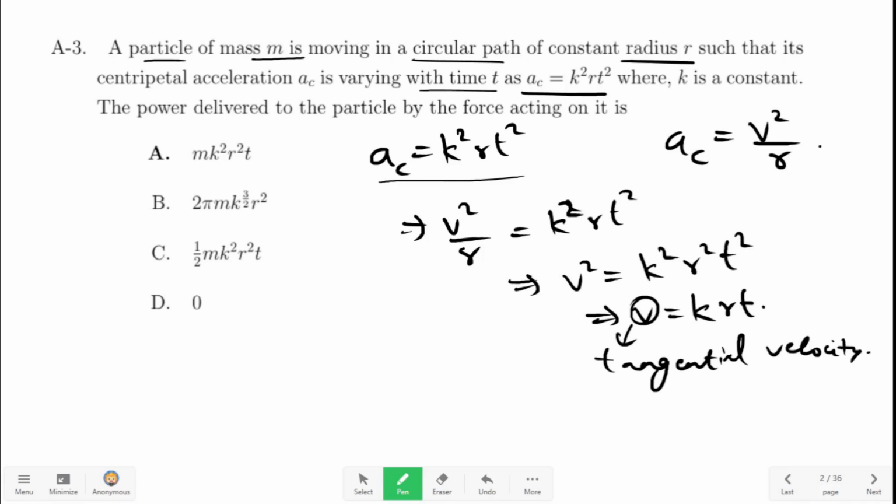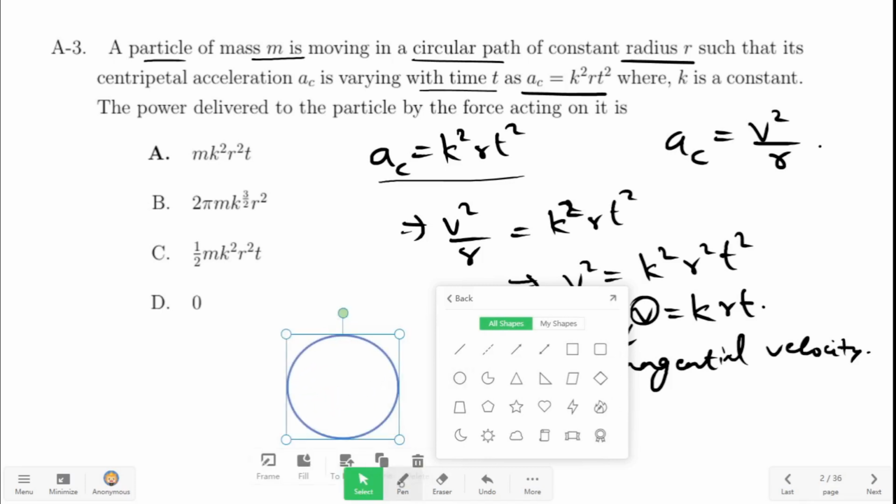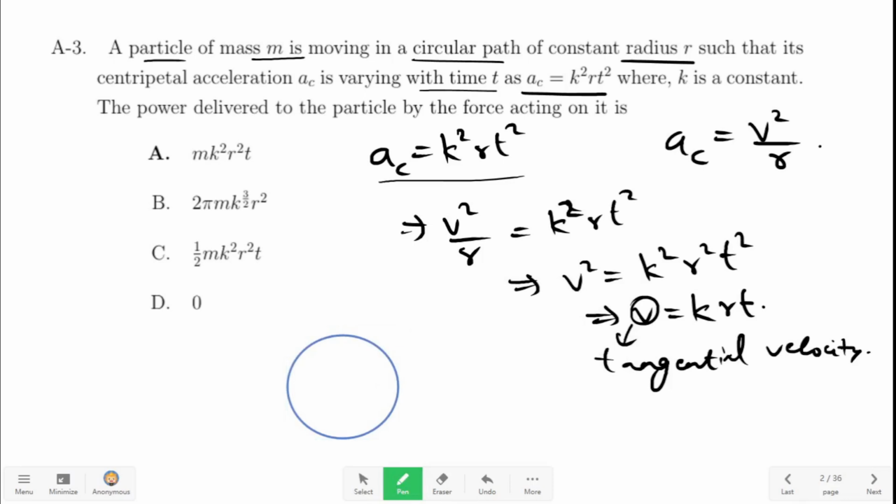There are two forces acting on a particle which is moving in a circle. So this is the particle that we have. There are two forces on it. One is centripetal force, which is directed towards the center and it is responsible to keep the motion of the particle in circular path. Another force which acts on the particle is tangential to its path and it is responsible for the change of speed.